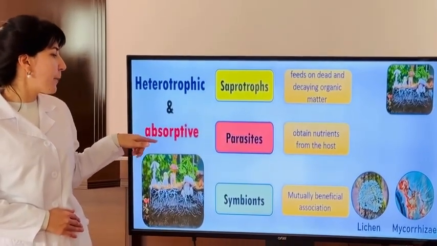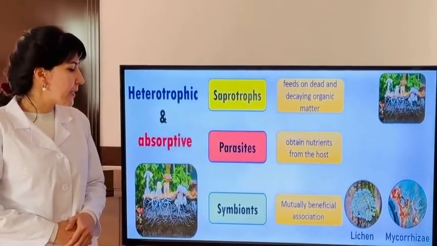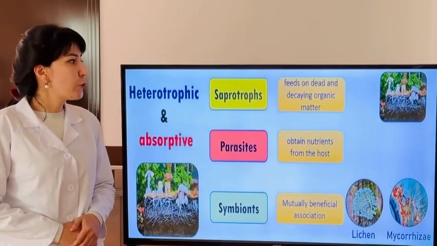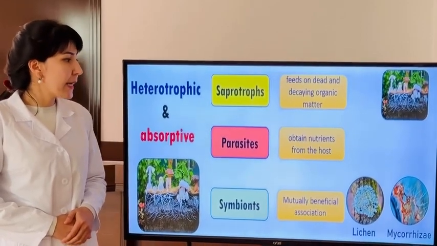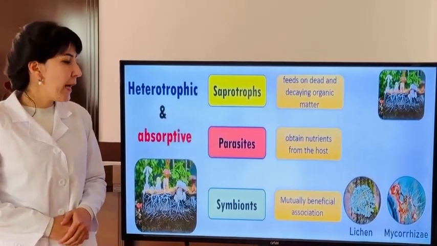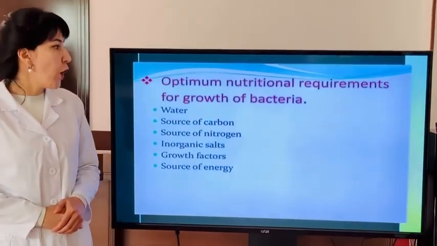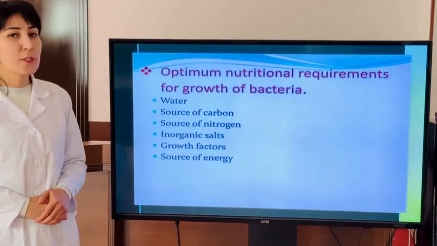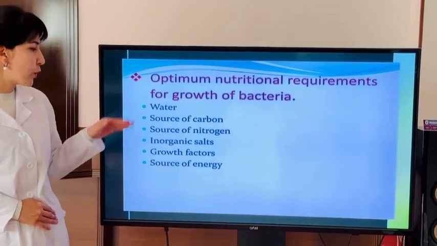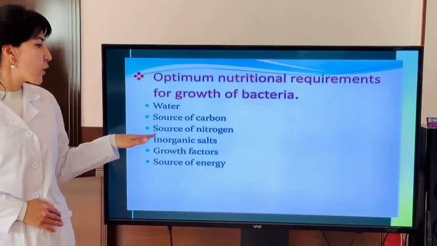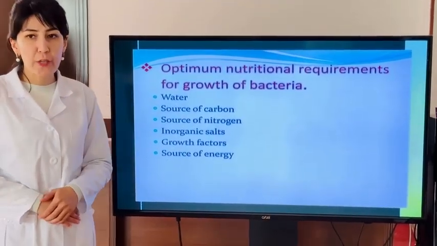Heterotrophs, which absorb nutrients, are divided into saprophytes, parasites, and symbionts. Saprophytes feed on dead and decaying organic matter, parasites obtain nutrients from the host, and symbiosis means mutualism, beneficial associations. Now the optimal nutrient requirements for growth of bacteria: first is water, then a source of carbon, source of nitrogen, inorganic salts, growth factors, and a source of energy.